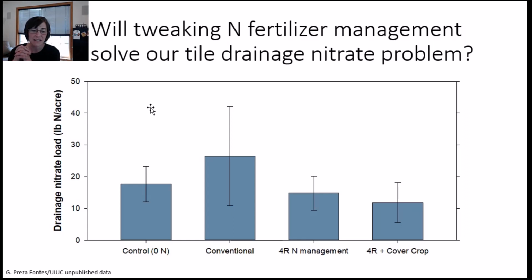The bar is certainly not zero. We lost almost 20 pounds of nitrogen per acre, even though we didn't apply any nitrogen fertilizer. That nitrogen came from mineralization. That nitrogen got down to the tile drains because it was mineralized naturally in the soil and then leached as nitrate.